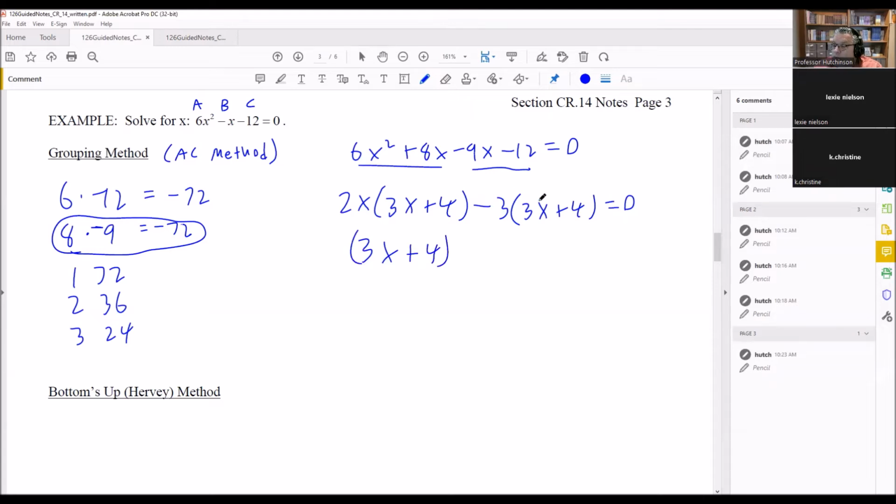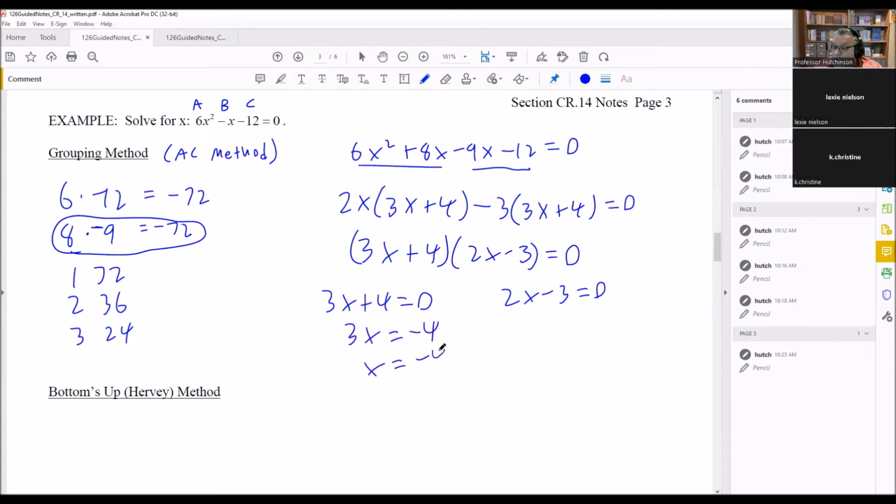And then if you get rid of these parentheses parts, what's left over is 2x minus 3. And so now I have it fully factored. Now it does say solve for x, so I do have to go ahead and set both of these equal to 0 by using the zero product property. So I'm not done yet. I do have to continue with this here.